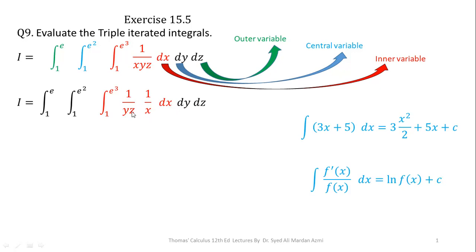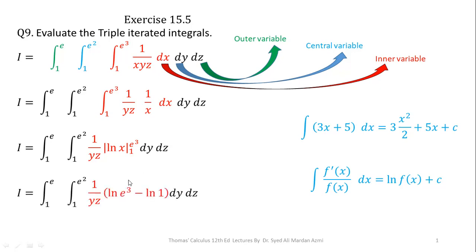In the next step, I am going to perform the integration. In the process of integration, 1 over yz remains as it is, and I apply rules of integration on 1 over x, just like 3x. Here, 1 over yz will behave like 3. So the integration of 1 over x is natural log of x for the limits 1 to e cube. After this, I apply limits, upper limit minus lower limit, with the help of the fundamental theorem of calculus.